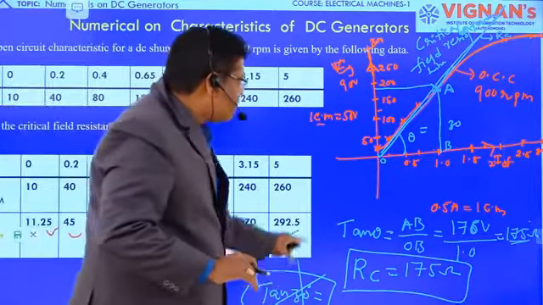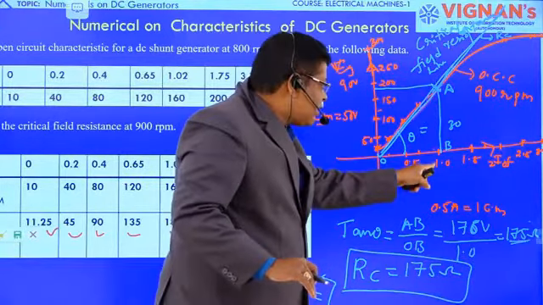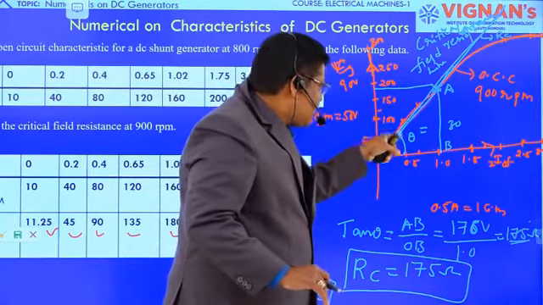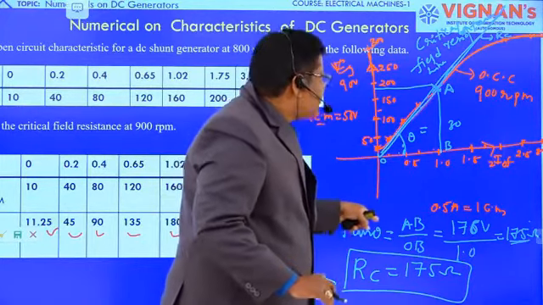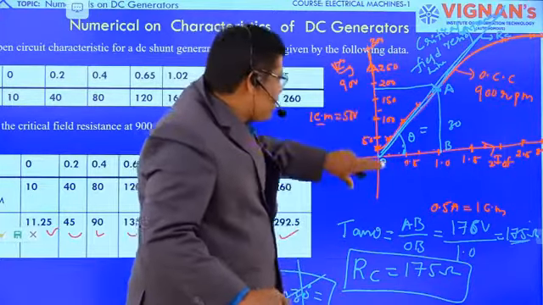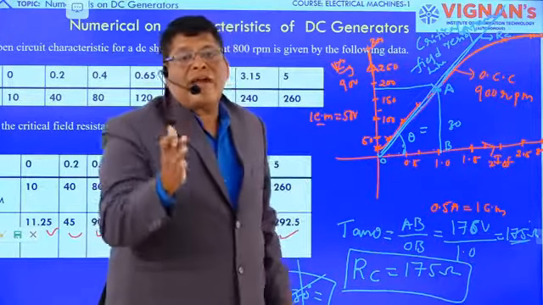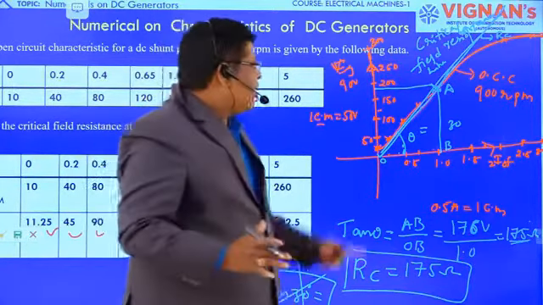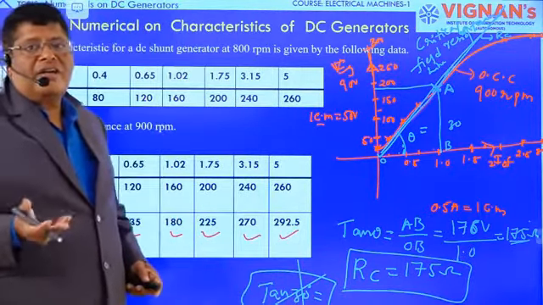So for the critical field resistance, take the point A on this line. Corresponding to A, draw one vertical line to the x-axis as well as the y-axis. Take this angle as theta with the x-axis. Now find tan theta equals AB by OB. Take the AB value from the graph, and in the same manner take OB from the graph. Take the ratio between these two values. That value gives the critical field resistance of a generator at 900 RPM. This is the procedure to calculate the critical field resistance.